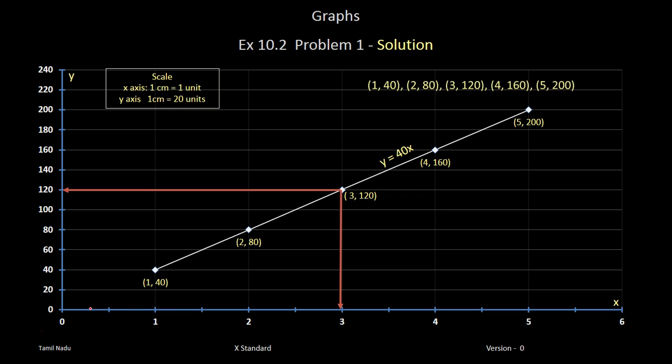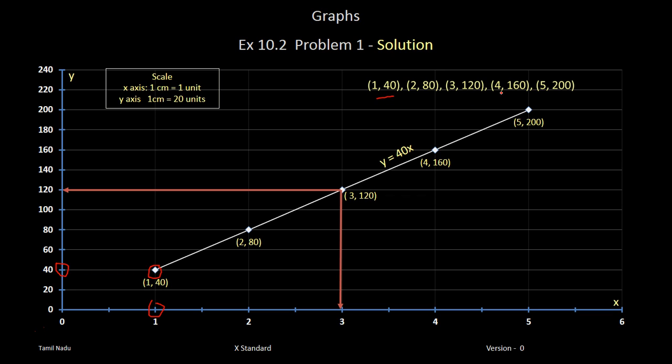Okay, they both will be equal 1 centimeter. Now we'll have to plot the points 1 and 40. X is equal to 1, y is equal to 40. X is equal to 1 is here, 40, y equal to 40 is here. So you come right and go up. So this is the point.